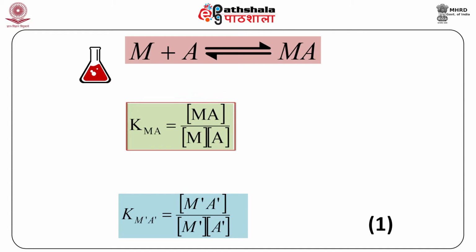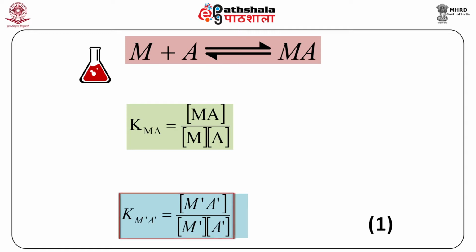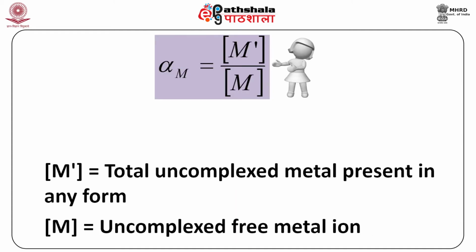Now, here the stability constant KMA is equal to the concentration of the complex MA divided by the product of the concentration of metal M and the ligand A. Now, in the presence of another metal ion, K dash is equal to the concentration of MA dash divided by the product of the concentration of M dash and A dash. Ringbom introduced the side reaction coefficients alpha M and alpha A.